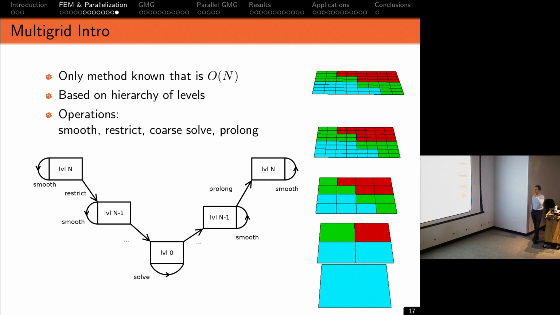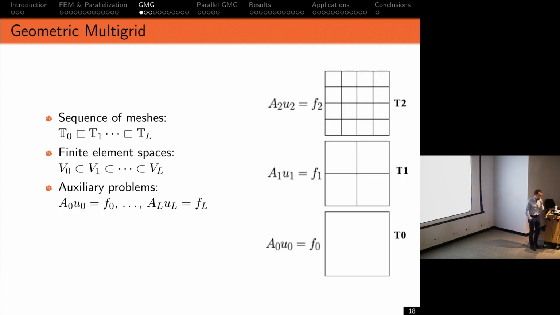Okay? And algebraic multigrid works in a similar way, except that all of this is done on a matrix level, right? You construct sparse matrices, and you do your smoothing and your restriction based only on the algebraic structure. But I have something like this. I have a hierarchy of meshes, right? If I refine them, I actually do have a hierarchy. Why don't I use this? That's what I call geometric multigrid. So I have a sequence of meshes, and I have a sequence of finite element spaces, so I can have a sequence of auxiliary problems like this, right?